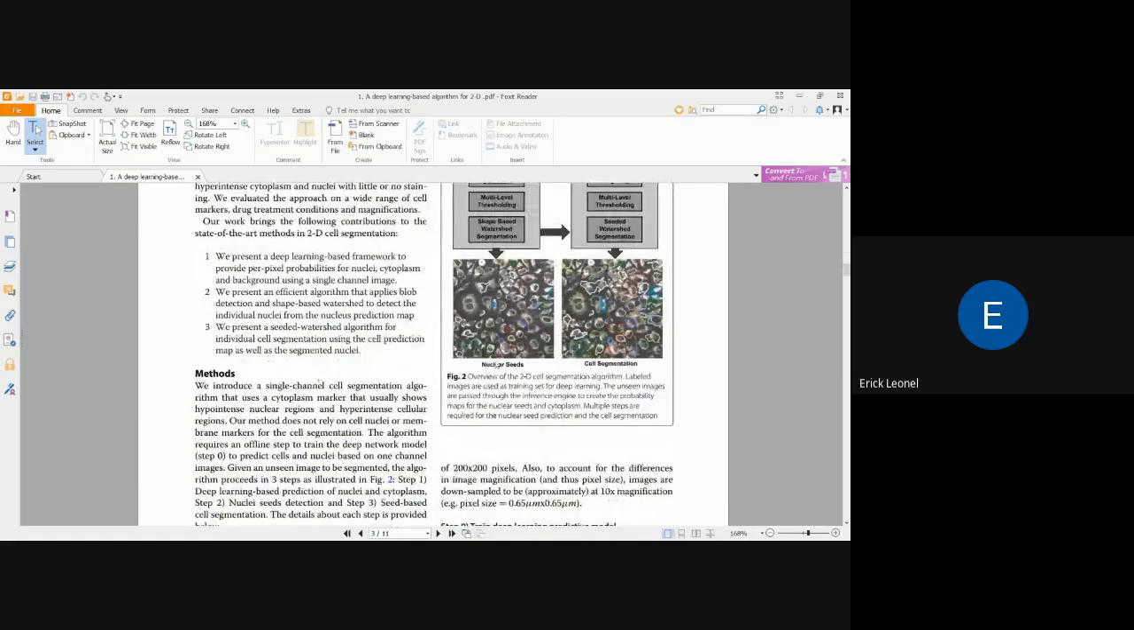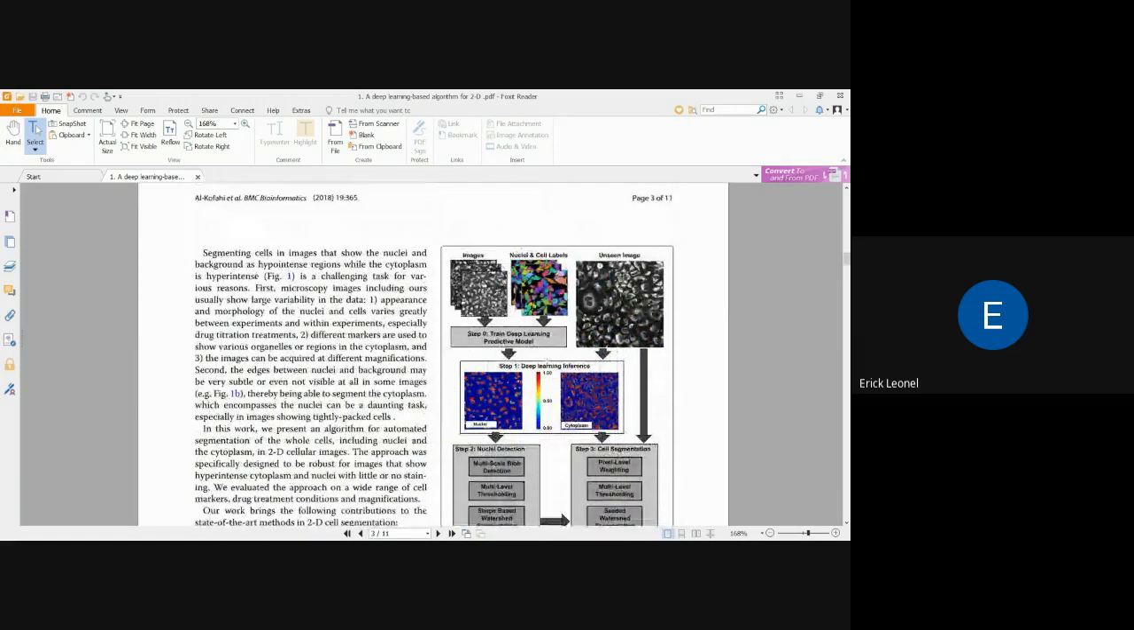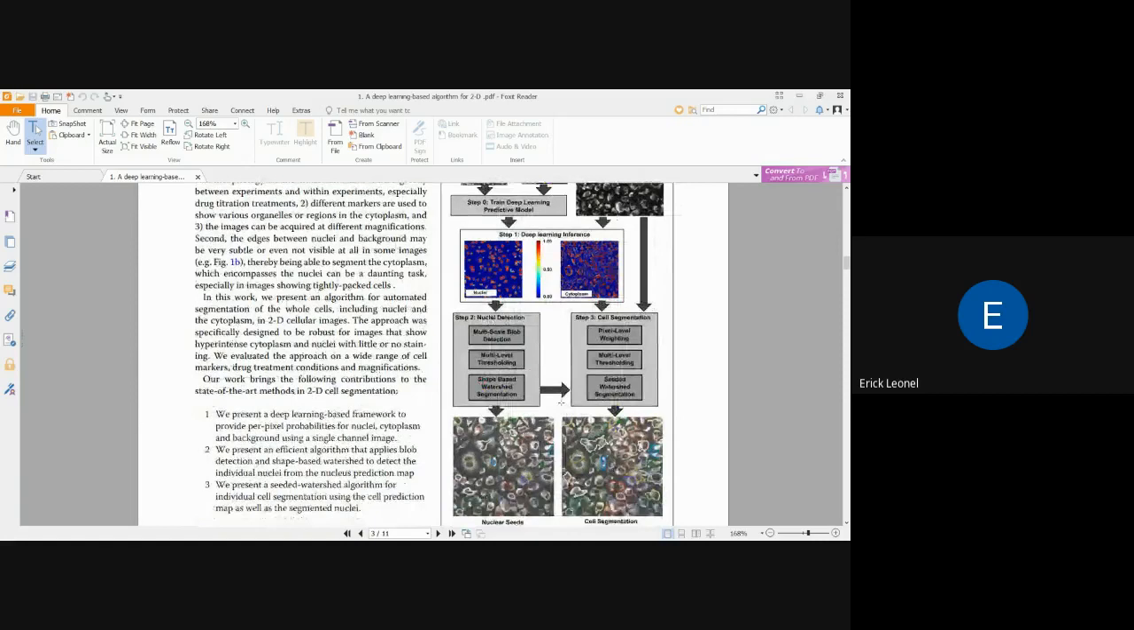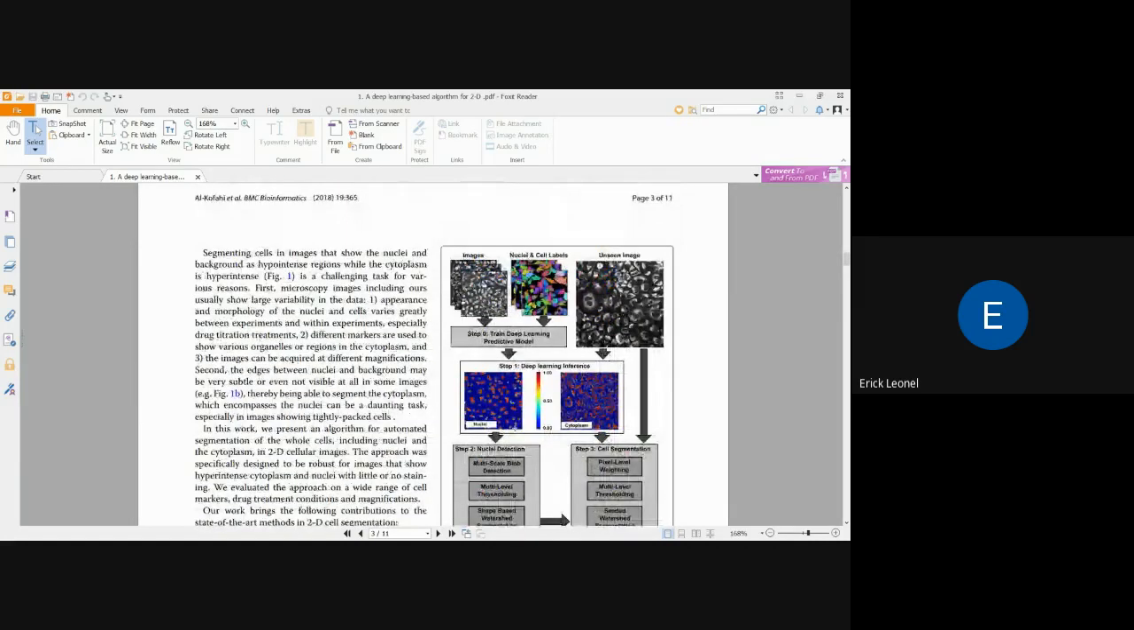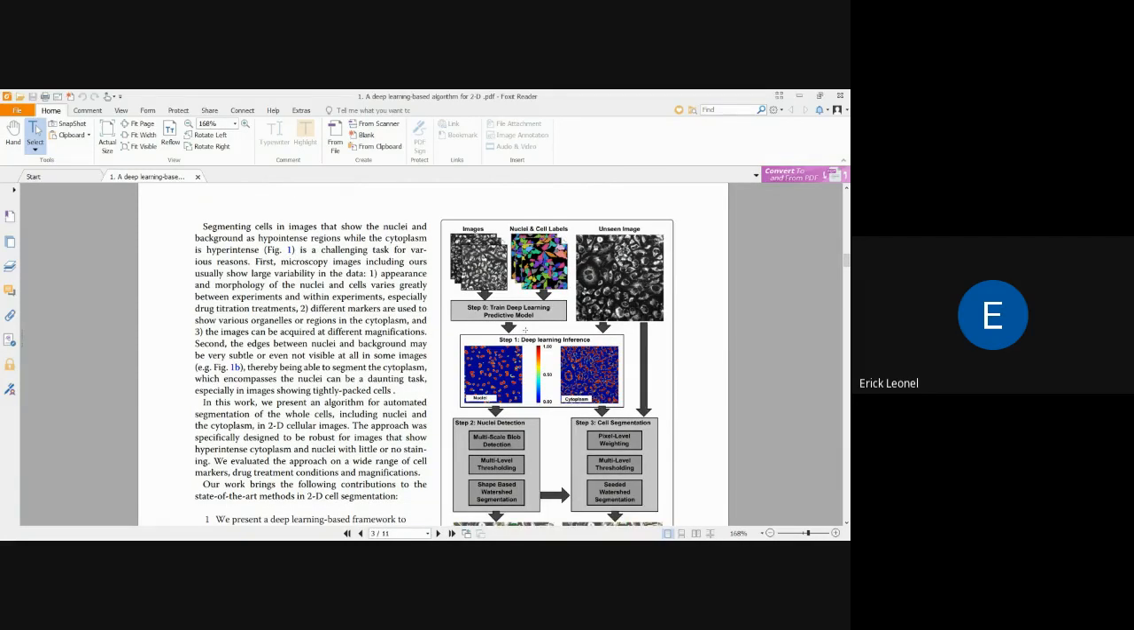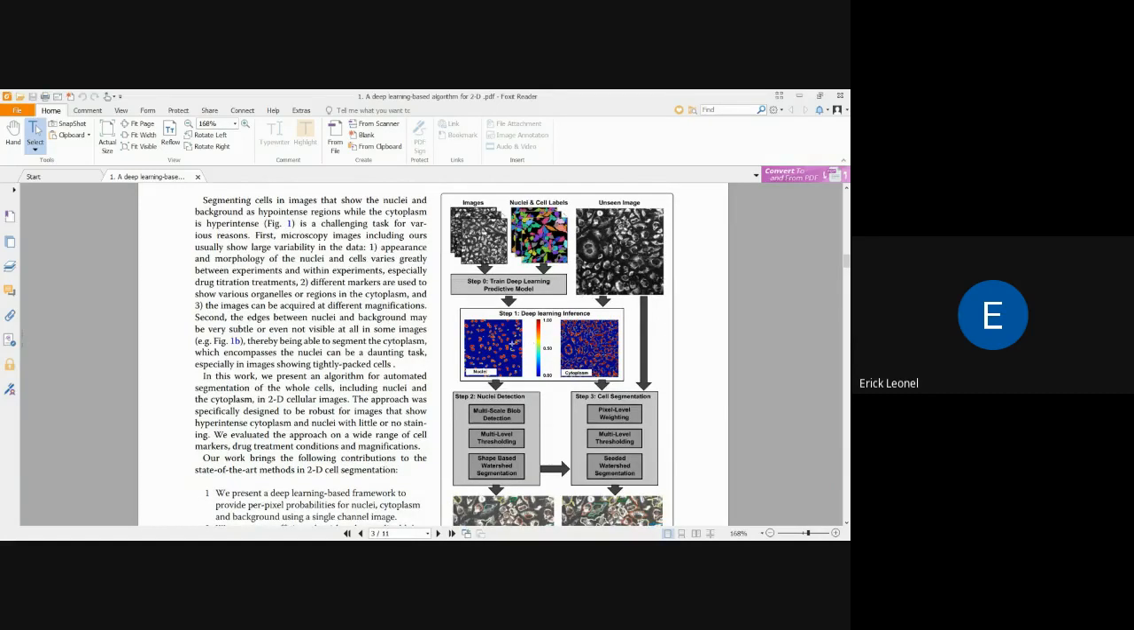Regarding methods, we can say that they don't rely on cell nuclei or membrane markers for cell segmentation. Figure two provides information about the two-dimensional cell segmentation algorithm. In step zero, label image, it uses a training set for deep learning. The model is trained using image patches to predict three different labels: nuclei, cytoplasm, and background.